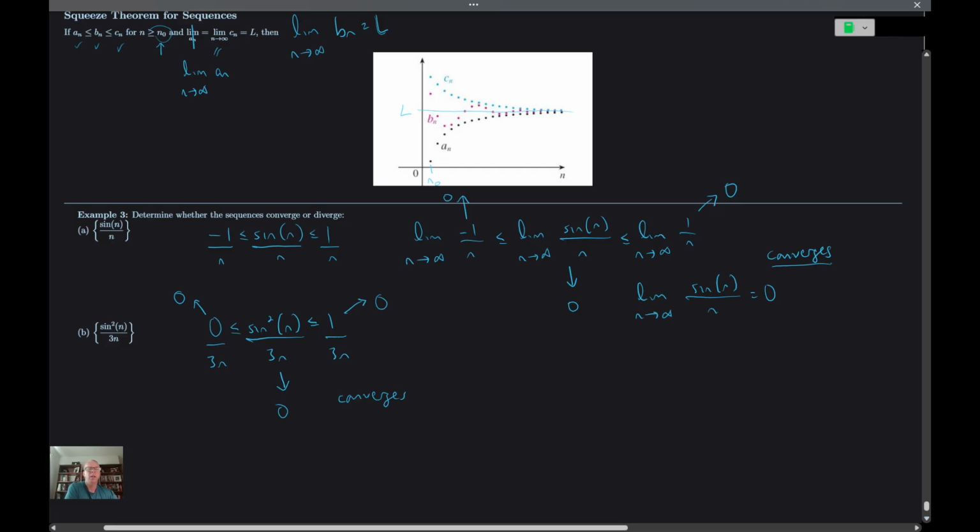The squeeze theorem is very useful with trig sequences. There are other sequences probably too, but trig is the main one that we're going to see. So get familiar with these. Next section, we're going to start with the infinite series. This is where we're going to start adding the terms together and then see what happens after we add them all together.